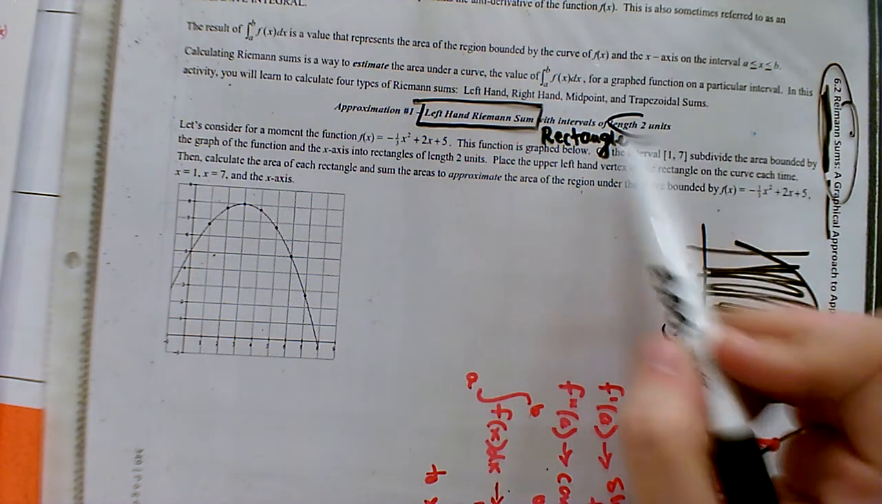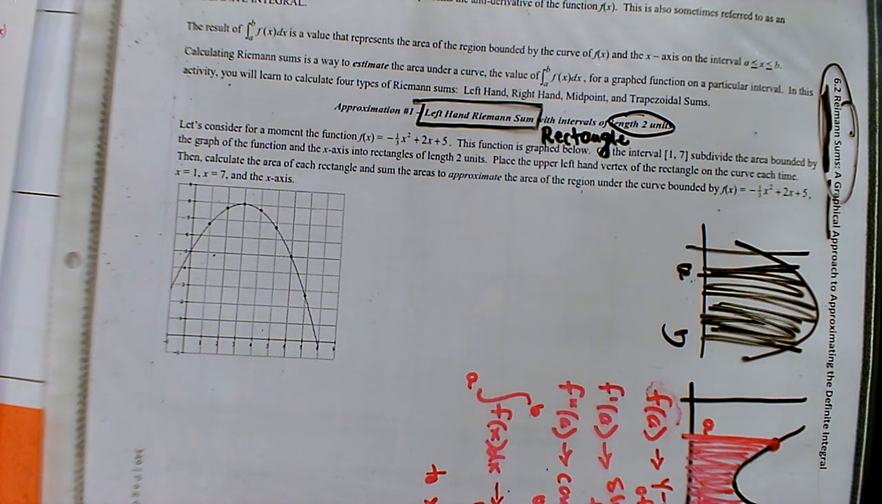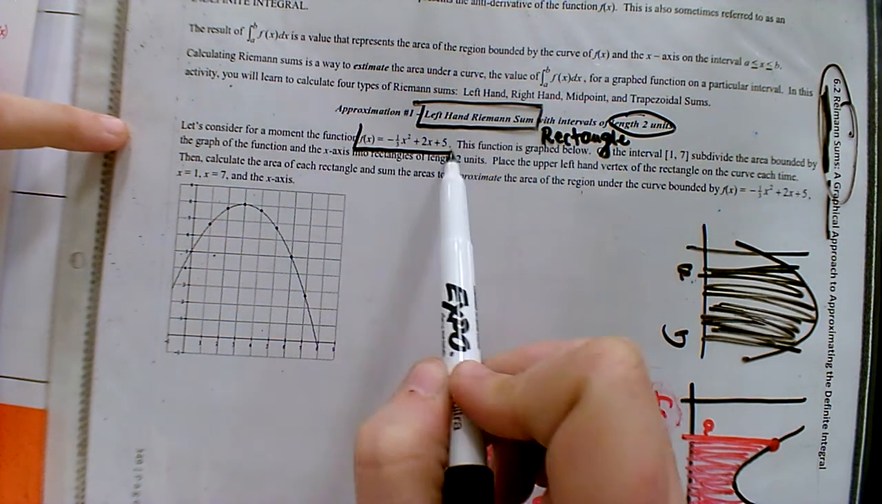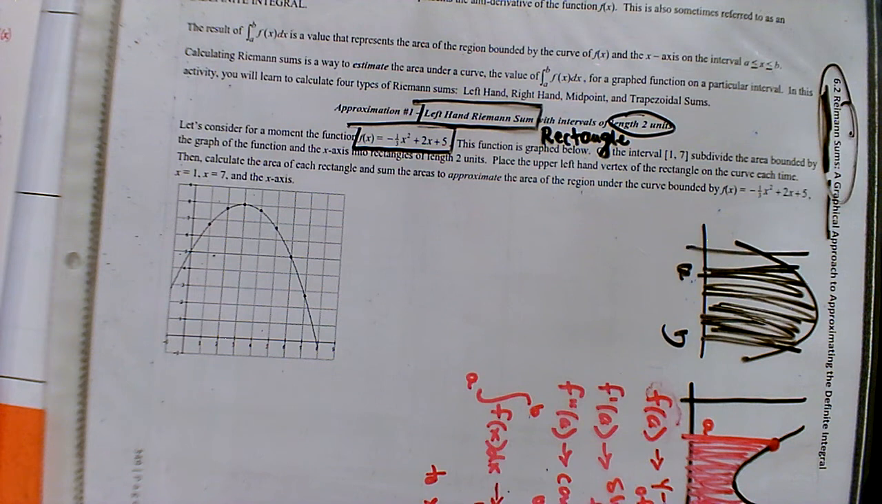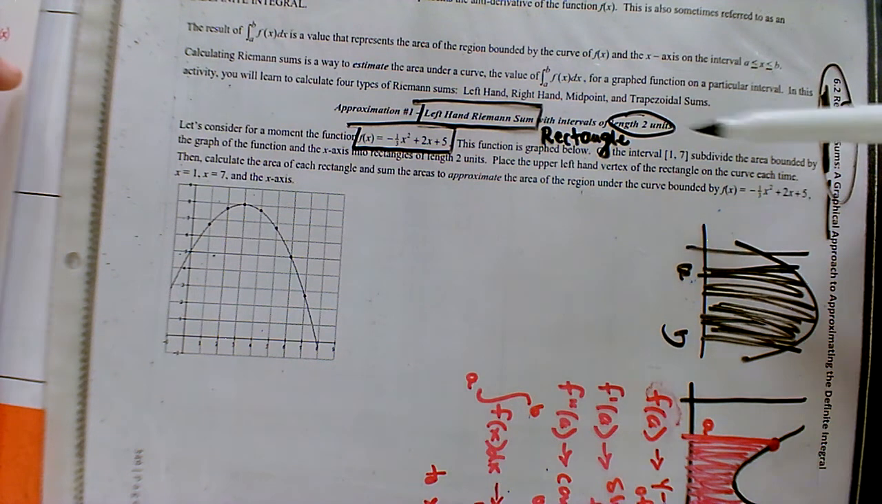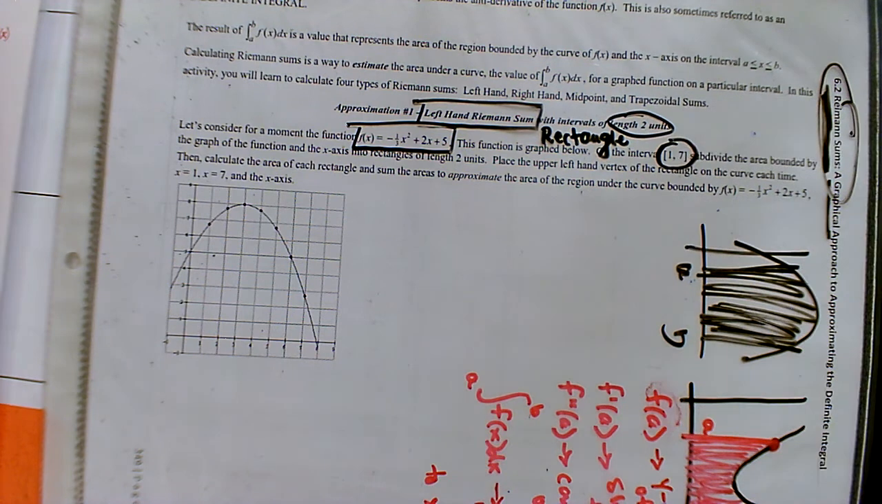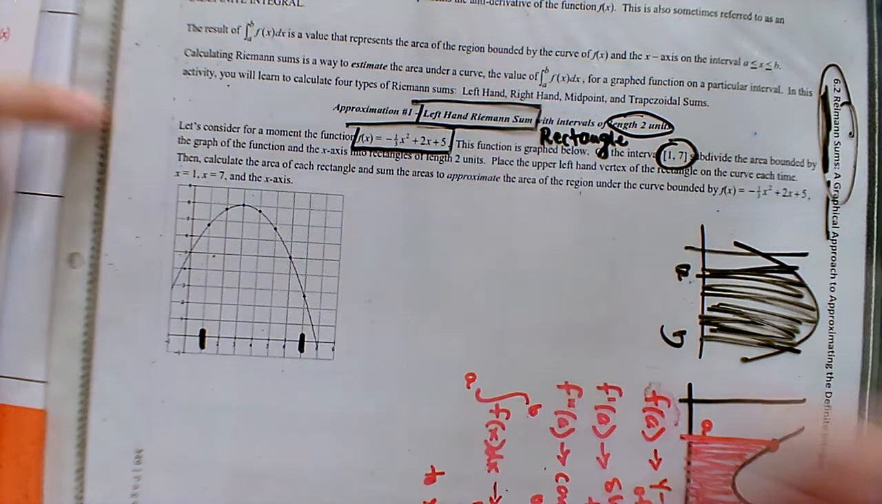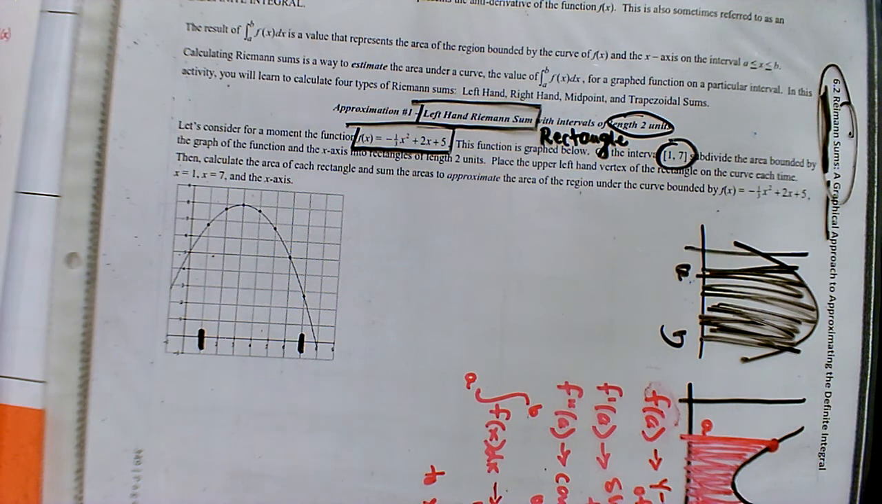They also tell us that we want a length of 2. We'll talk about that in a moment. So as a visual, as an example, notice how we have this upside down parabola. They give us the function at the top. And we want to subdivide the interval from 1 to 7. So from 1 to 7, we're basically looking at the area under the curve in that section. And we're going to use rectangles to help us estimate what that area is.